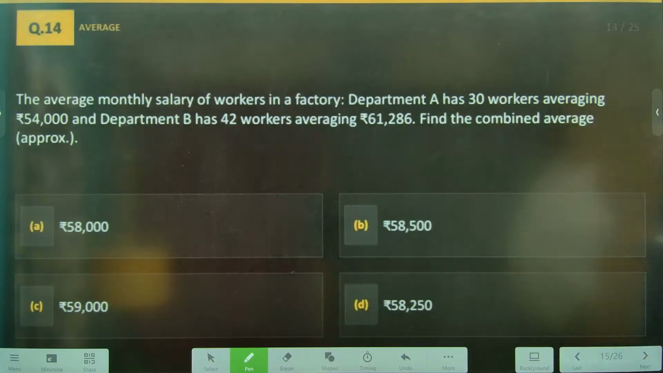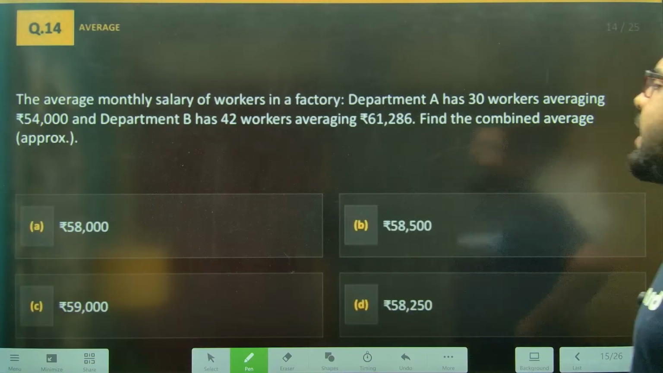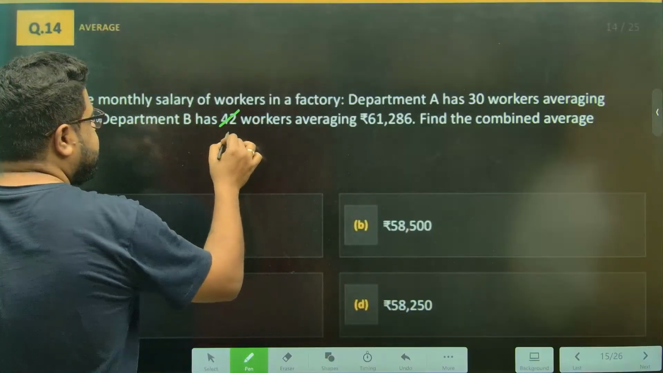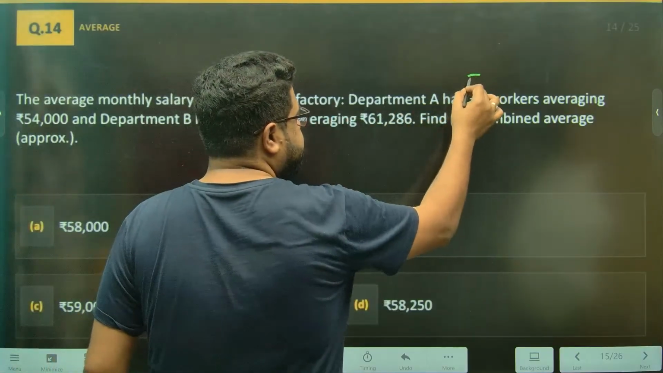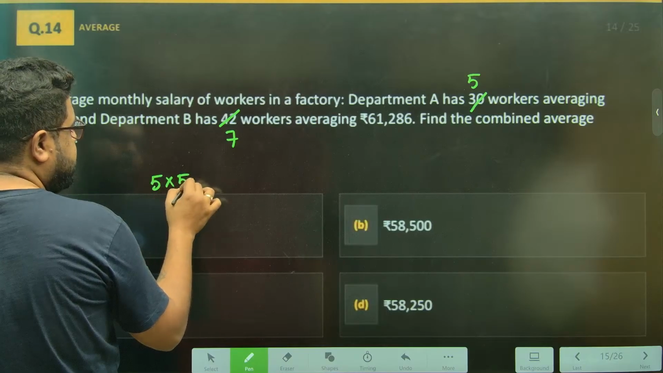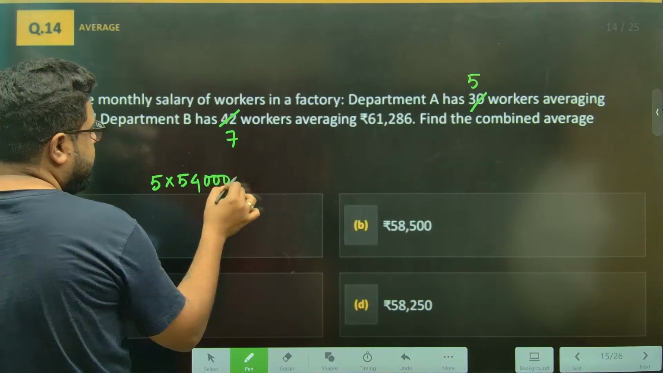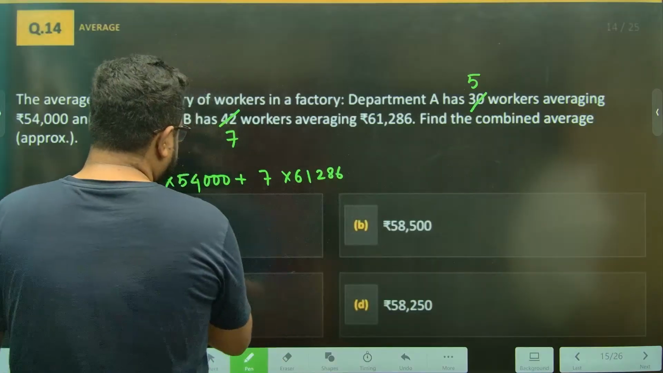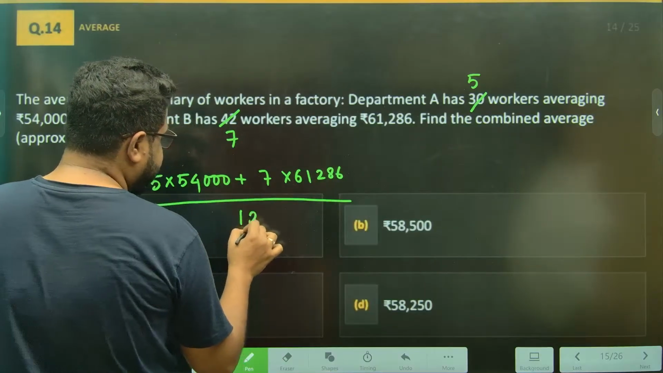Next one, please, sir. The average monthly salary of workers in a factory. Achha, department A has 30 workers averaging 54,000, department B has 42 workers averaging 61,000. Combined average, weighted average they are asking. So first things first, 30 and 42 are 5 and 7 in ratio. So 5 into 54,000 plus 7 into 61,000, by 5 plus 7, 12.